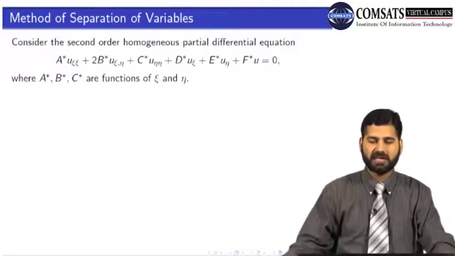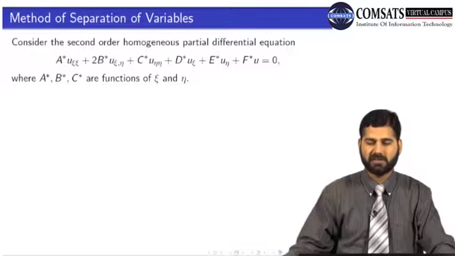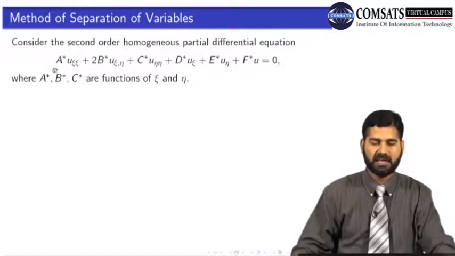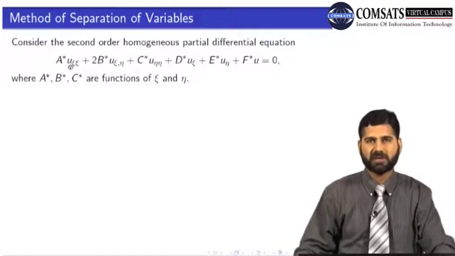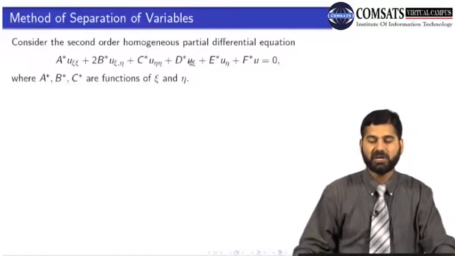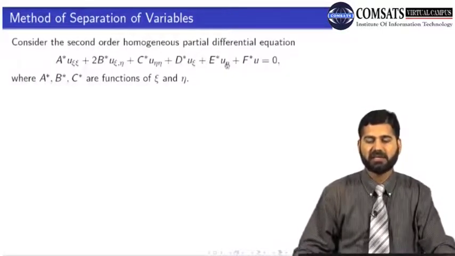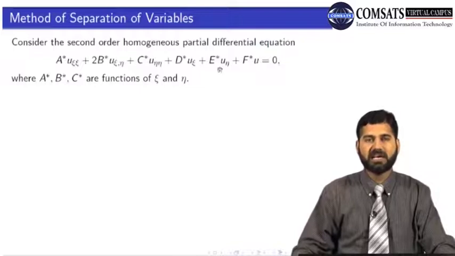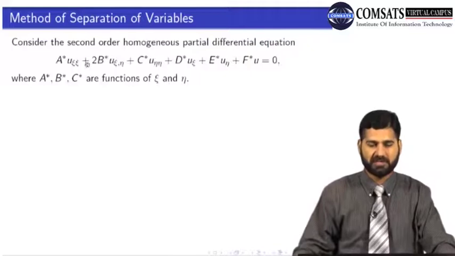So let's consider a second order homogeneous partial differential equation: A star u xi xi, so u xi xi means the second derivative of u with respect to xi, plus B star u xi eta, the mixed second derivative, plus C star u eta eta, the second derivative with respect to eta, plus D star u xi, the first derivative, plus E star u eta, plus F star u. So u is unknown here. The first partial derivatives are there, the second partial derivatives are there. That's why it's a second order partial differential equation.